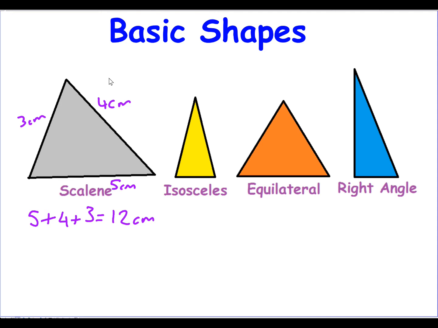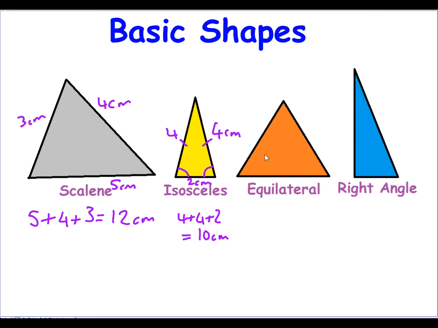Now, remember the properties of an isosceles triangle, that these two sides are the same length and that these two angles are the same. So in theory, to work out the perimeter of an isosceles triangle, you need to know the size of the base and one of the isosceles sides. So if this was 4 centimeters and this was 2 centimeters, then you'd have this as 4 as well. So 4 plus 4 plus the 2 is 10 centimeters as the perimeter of our isosceles triangle.